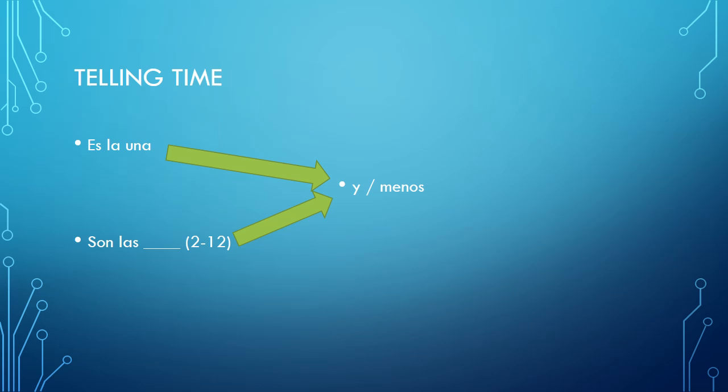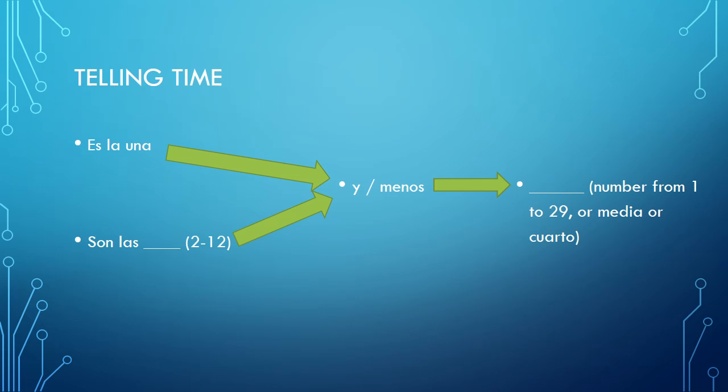So if it's 2:50, we're going to say son las 3 menos 10. And then the last thing you're going to do is fill it in with a number from 1 a 29, or you're going to put media, or you're going to put cuarto. So es la 1:30. Son las 3 menos 20. Son las 3 menos cuarto. Okay, so that's all it is.